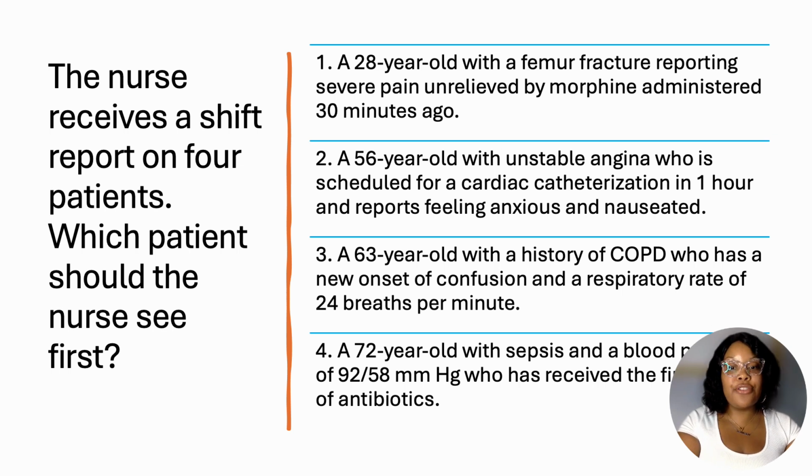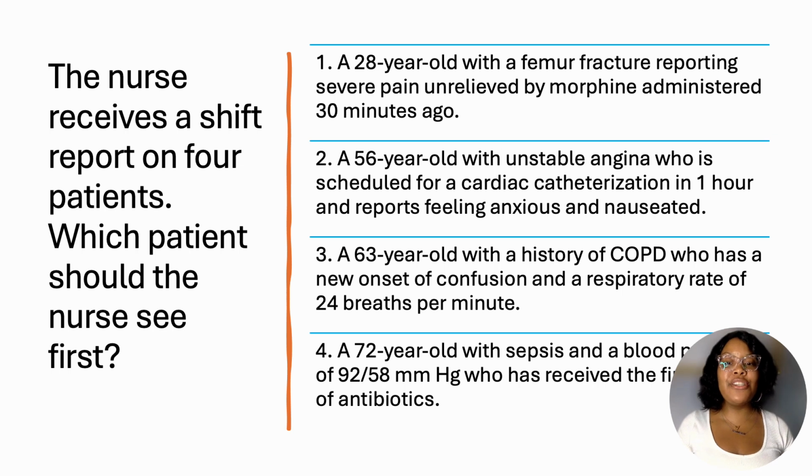We then have a 63-year-old with a history of COPD who has a new onset of confusion, respiratory rate of 24 breaths per minute. And then we have a 72-year-old with sepsis and a blood pressure of 82/58 who is receiving their first round of antibiotics. All right, so who are we going to see first?